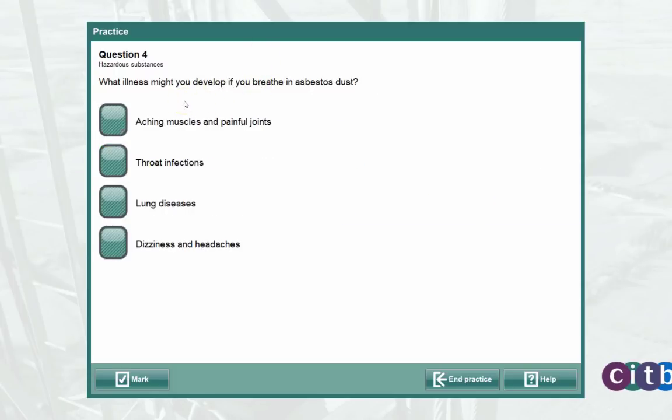What illness might you develop if you breathe in asbestos dust? Aching muscles and painful joints. Throat infections. Lung diseases. Dizziness and headaches.